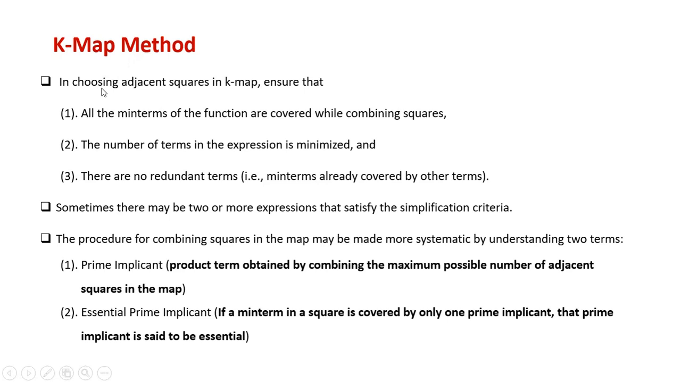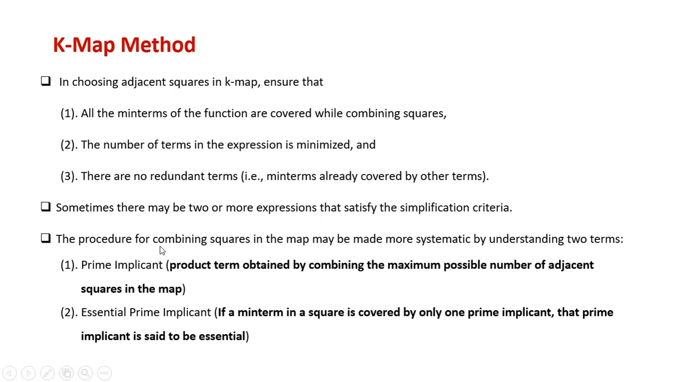We have discussed that while choosing adjacent squares in a K-map, we have to ensure that all the minterms of the function are covered. While combining squares, we have to cover all the minterms. Then the number of terms in the final expression is minimized, and there should be no redundant terms. That is, minterms which are already covered by other terms should be excluded, so those pairs should be excluded. When you follow all these rules, you sometimes find that there may be two or more expressions that satisfy the simplification criteria.